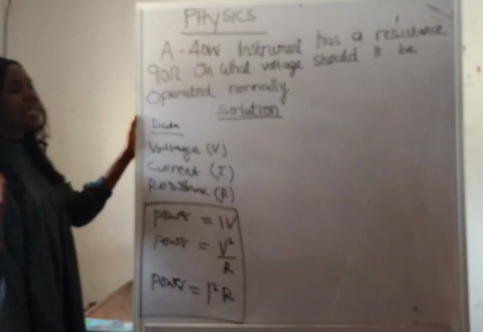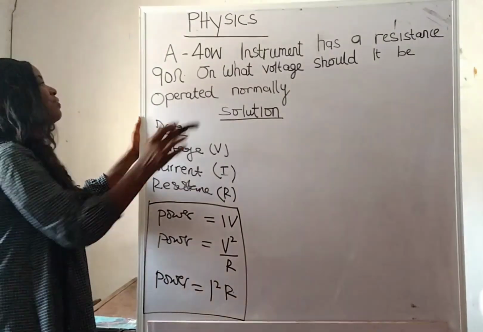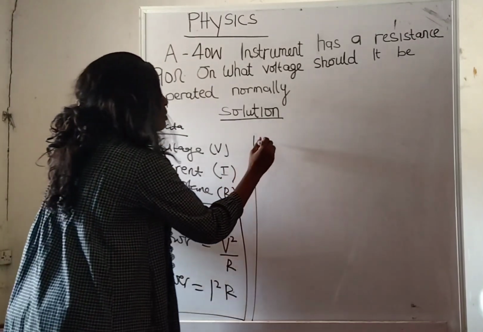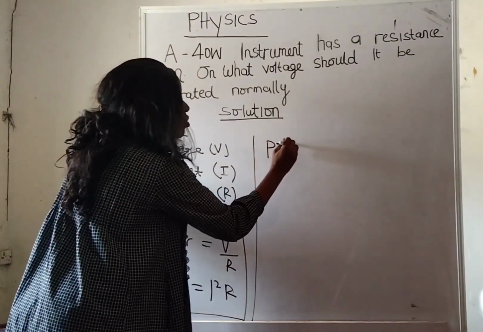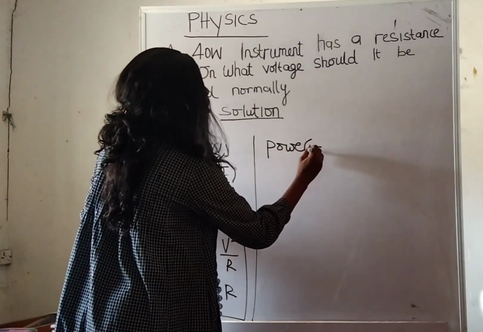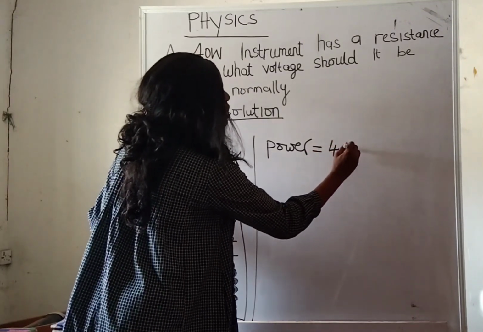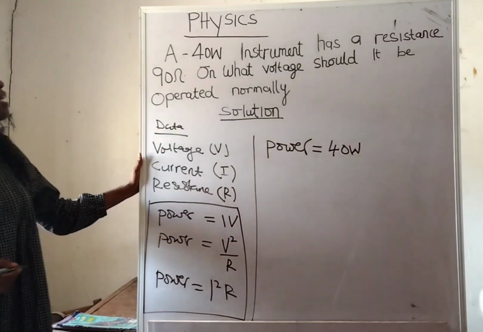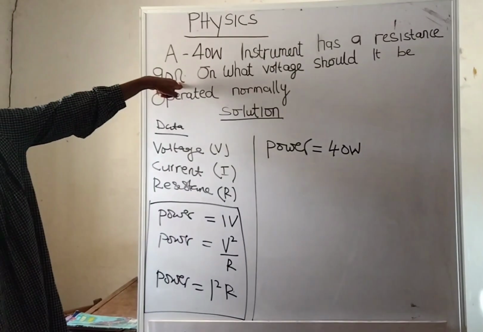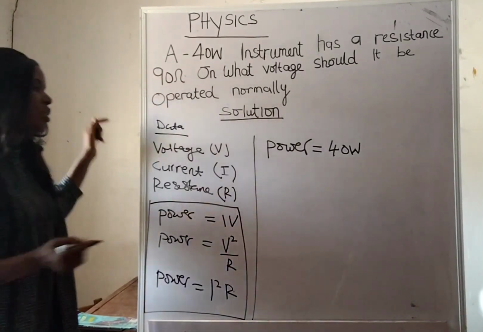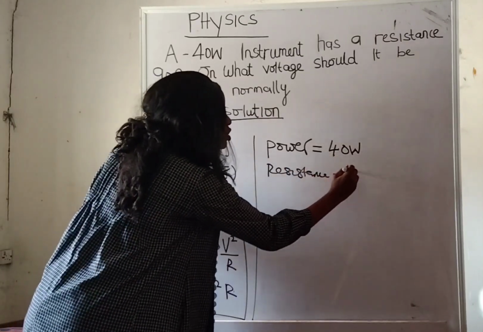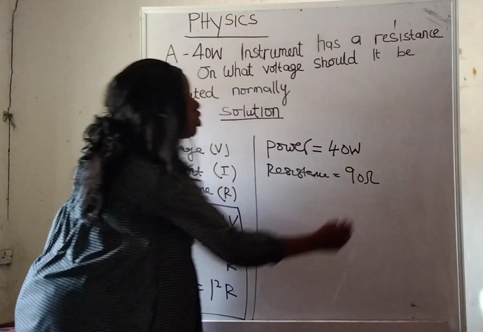Now look at the question again. What is given to us? First, they give us power. So we write power equals 40 watts. What other thing did they give us? They give us resistance. Resistance is measured in ohms. Resistance is 90 ohms. So I write resistance equals 90 ohms.